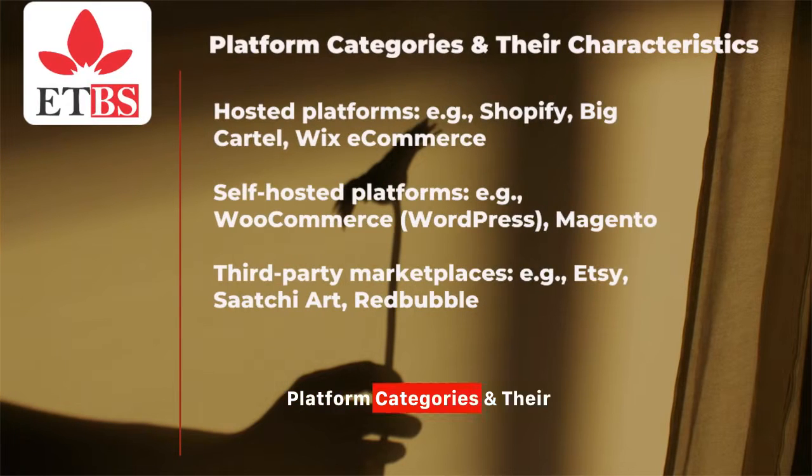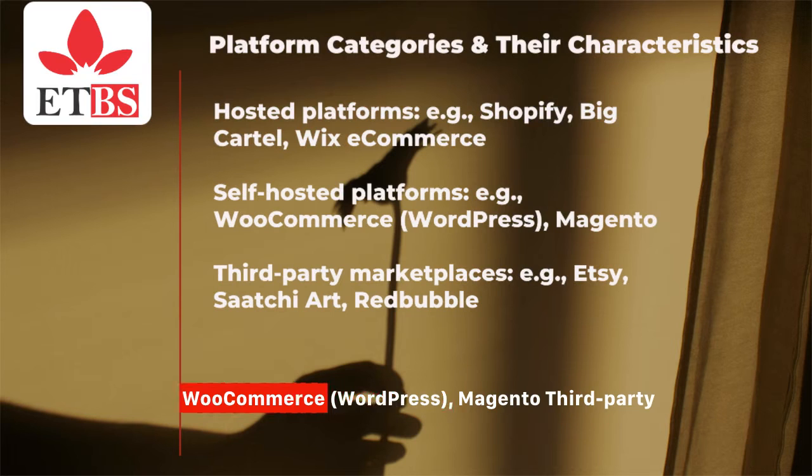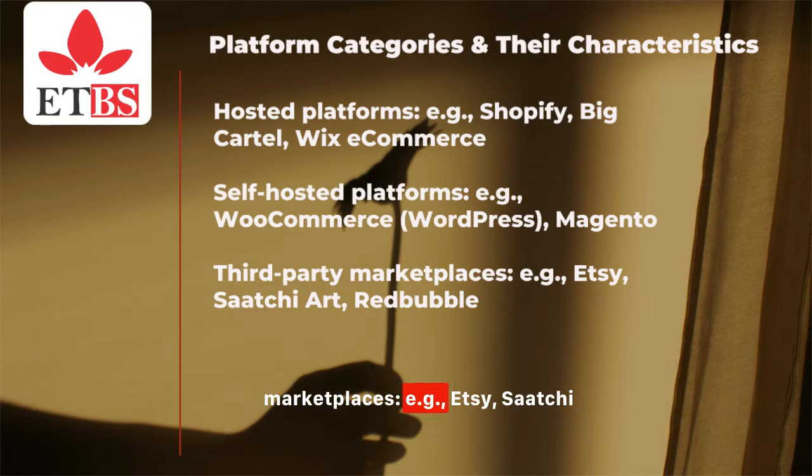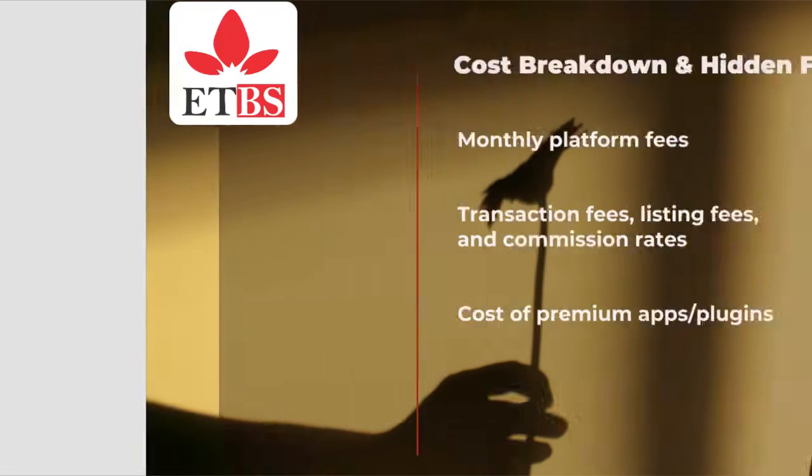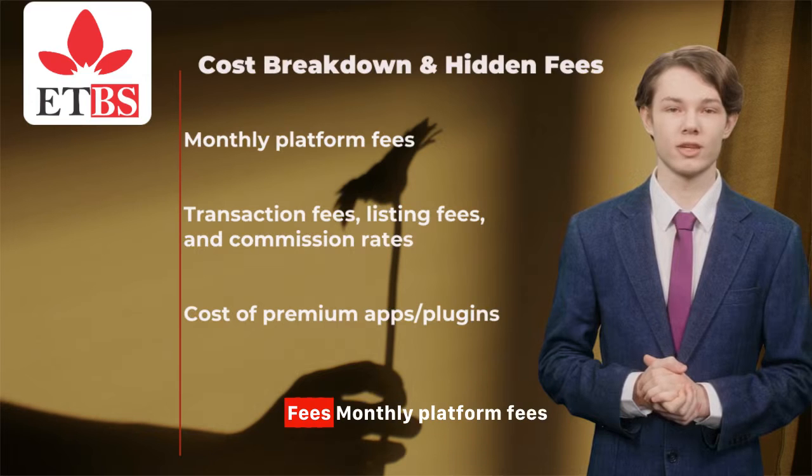Platform categories and their characteristics. Hosted platforms, e.g., Shopify, Big Cartel, Wix e-commerce. Self-hosted platforms, e.g., WooCommerce, WordPress, Magento. Third-party marketplaces, e.g., Etsy, Saatchi Art, Redbubble. Hybrid solutions, e.g., selling on Etsy with a connected Shopify backend. Pros and cons in terms of design control, scalability, fees, and branding.